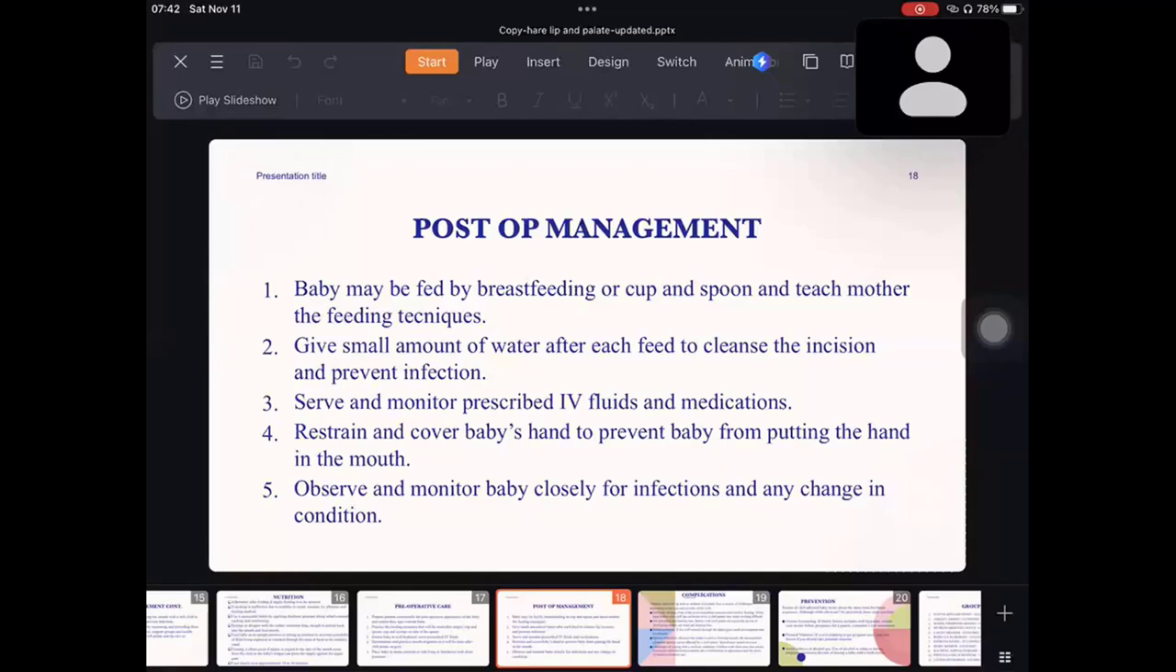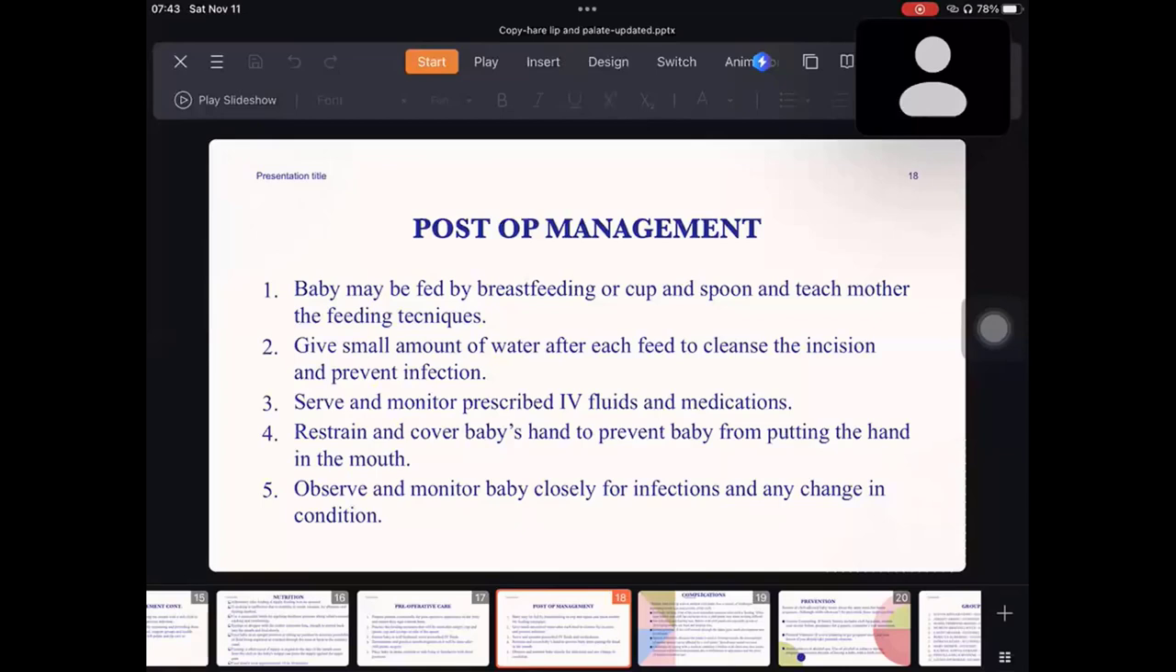And we restrain and cover the neonate's hands to prevent the baby from putting the hand in the mouth. As with any neonates, when something is worrying them, they try to know the reason why, so they move and kick. So we want to prevent the neonate from putting the hand around the area or in the mouth, which can cause harm or bruising or can remove the stitching. So we restrain the neonates so that they don't cause any harm.